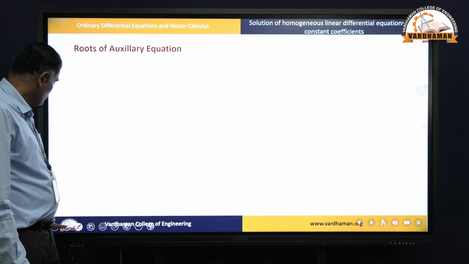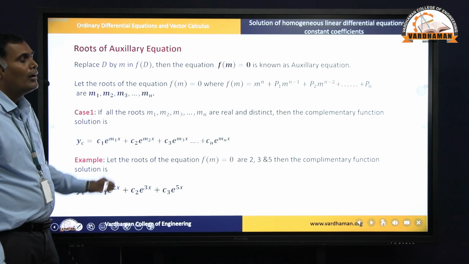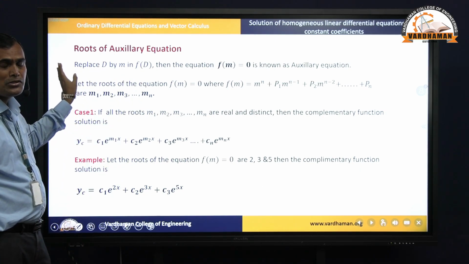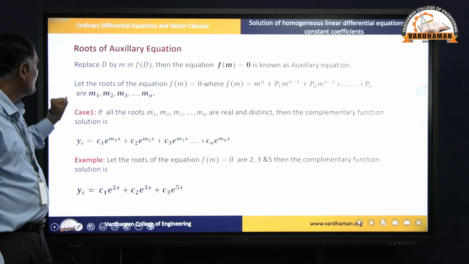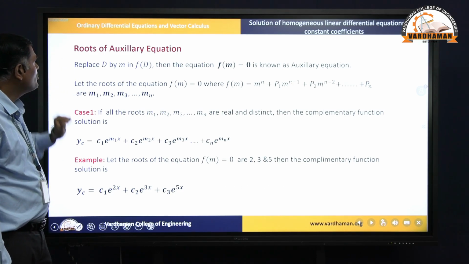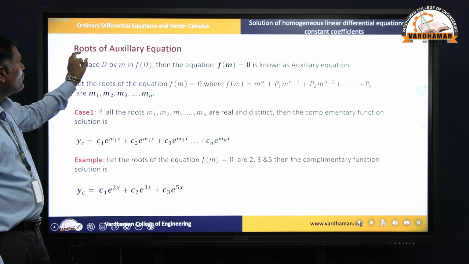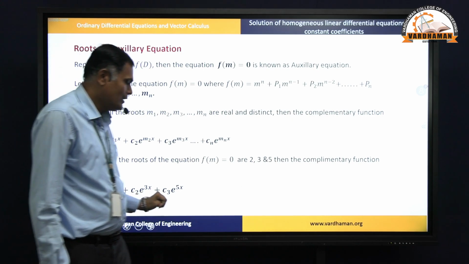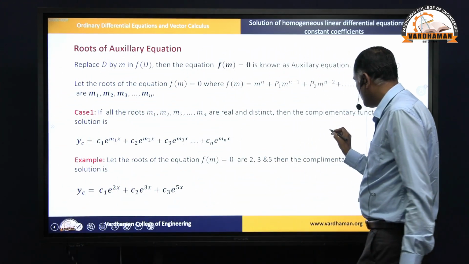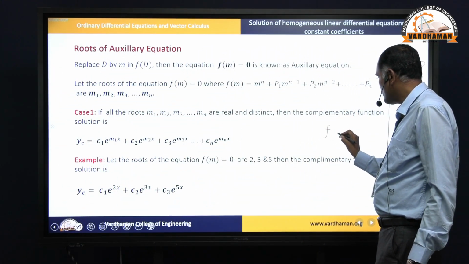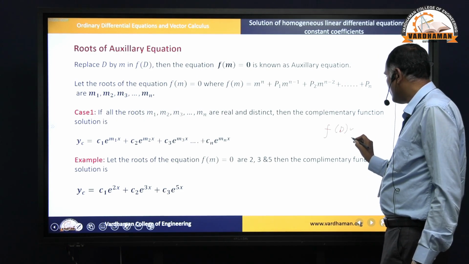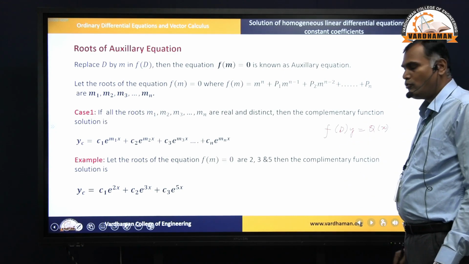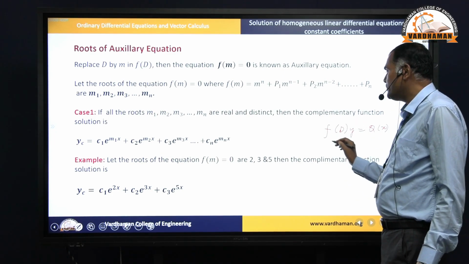Now we are trying to find the solution of a linear DE with constant coefficients. In this case we are talking about the solution of homogeneous linear DE only. Now to solve a homogeneous linear differential equation, first we need to write the auxiliary equation. What is meant by auxiliary equation? As I said, the given differential equation can be written in operator form like this. This is in operator form. Here f of D is nothing but a polynomial in D.